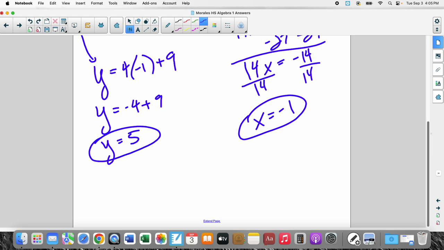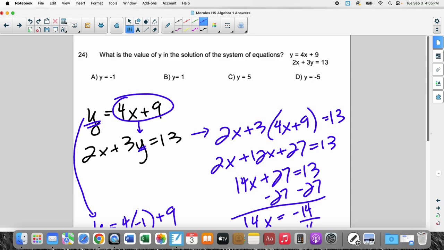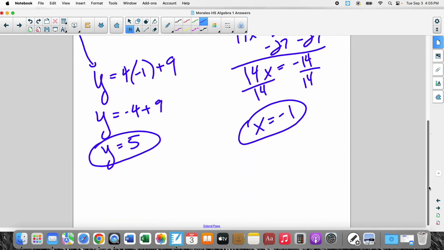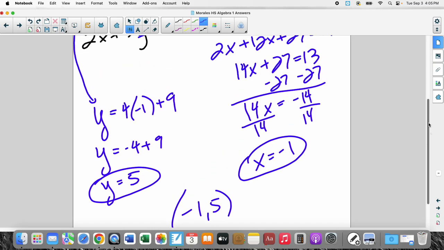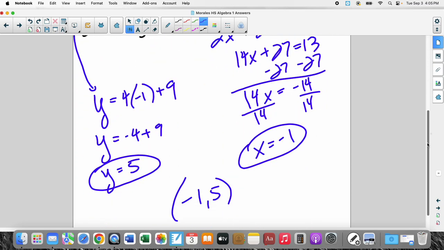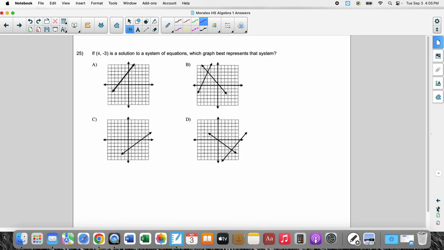So the solution, what is the value of y in the solution? That's the solution to the system. The solution is going to be negative 1, 5. That's a point that both of those lines share. But I want to know the y part, so that is C. Really important to understand all the aspects of these questions. You can't just do it because that's how your math teacher did it. You have to understand, what does it represent?